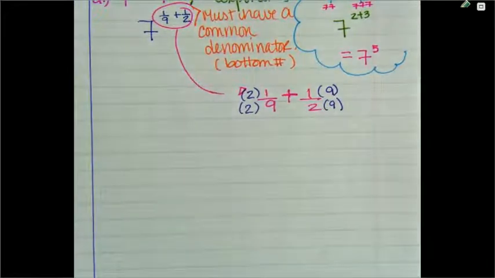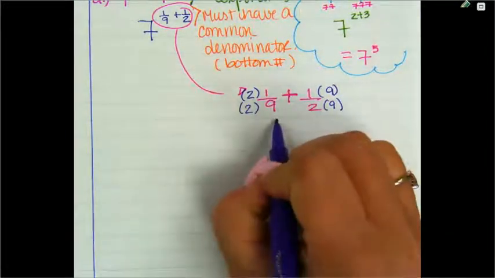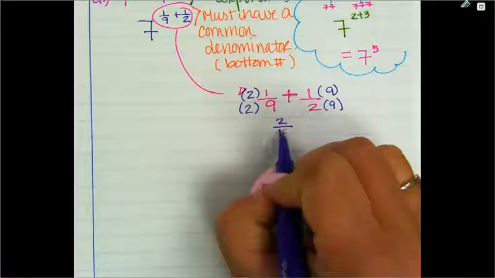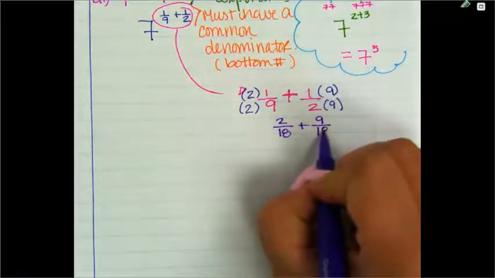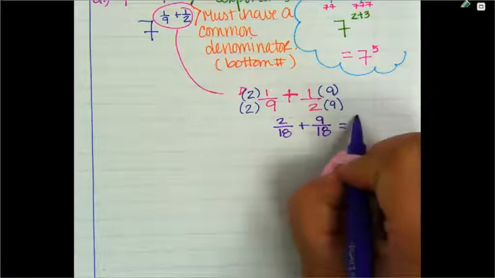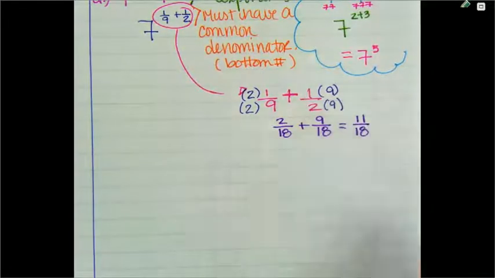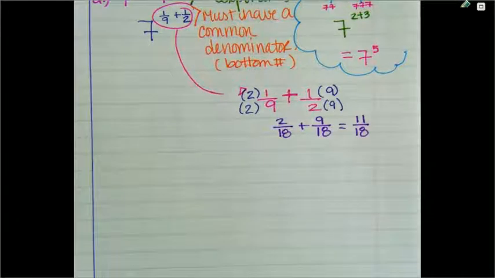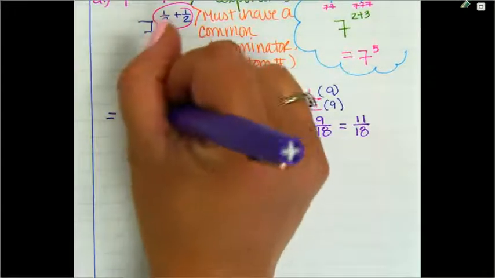Okay? So let's multiply. What's 2 times 1? Over. Good. Plus 9 over. Good. Which equals 11 over 18. Remember, you don't add denominators, you just bring it over. Yes? Ladies and gentlemen, I have an answer. My answer is 7 to the 11/18.